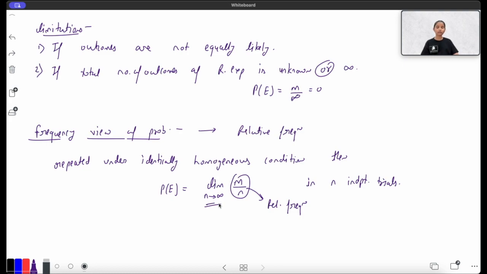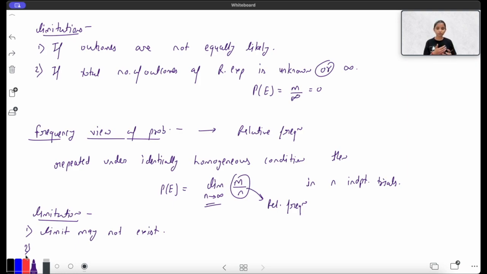Now again, the limitation of this probability lies in the definition. What's the limitation? We have studied the concept of limits, right? And there is a possibility that the limit in particular cases would not exist. So the first scenario is that the limit may not exist. The second scenario is that it says you have to perform a random experiment under identically homogeneous conditions, which is not possible each and every time.